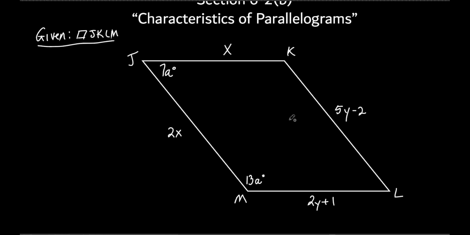So what did we just say? The opposite sides are what? Equal to each other. So what am I going to do? I'm going to say x equals what? 2y. Yep, 2y plus 1. Good. All right. So what else are we going to write down? What other sides are equal? 2x, right? Yep, is equal to 5y minus 2.